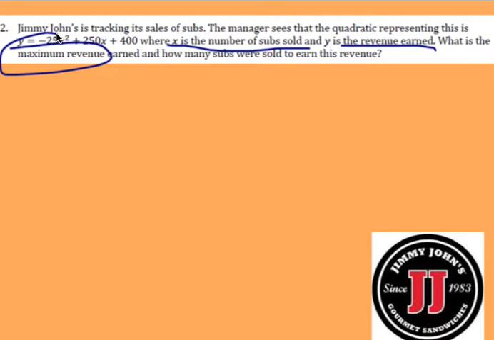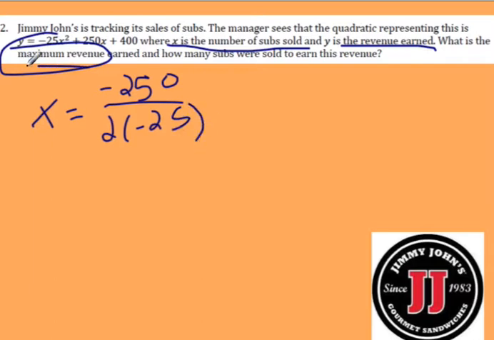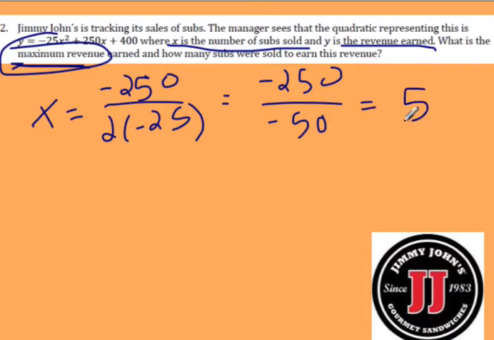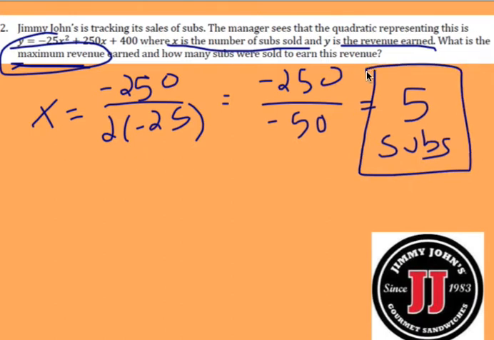So when we're talking about maximum revenue, that's going to be a vertex problem. We're talking about the maximum. So it's going to be x is equal to the opposite of b over 2 times a, because since it referenced maximum, we know that we're calculating out the vertex. So here I'm going to get negative 250 divided by negative 50. And when I divide those out, I get 5. So 5 is the number of subs that they need to sell to reach their maximum revenue.